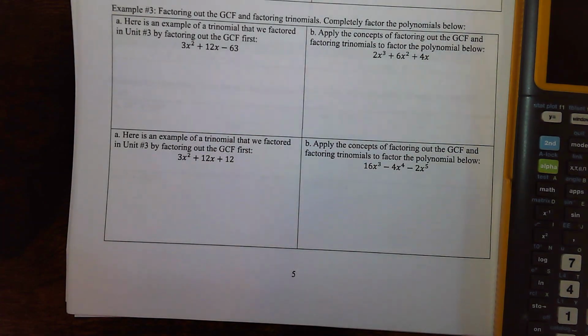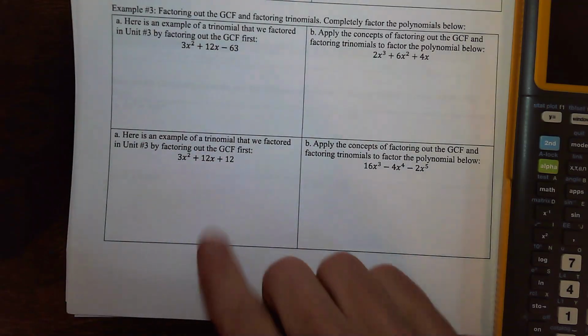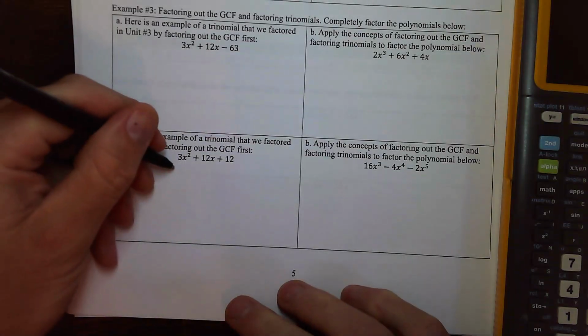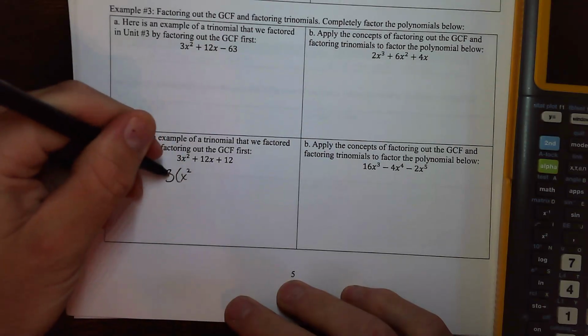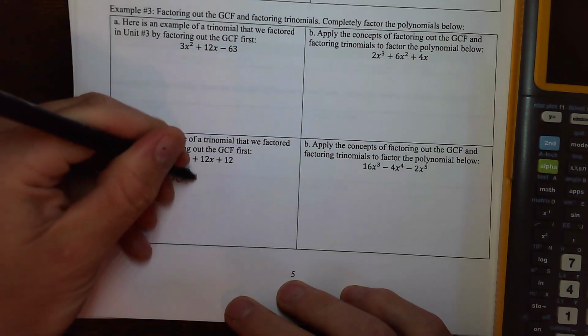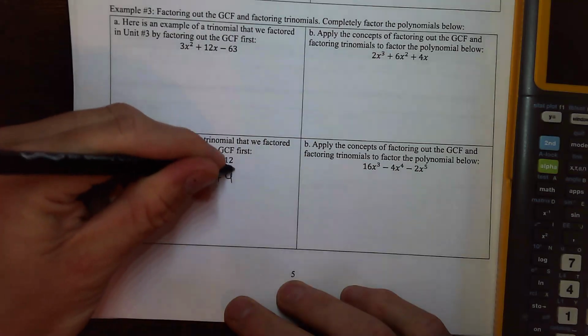All right, let me give you another example of something we did in Unit 3. The first thing we always do is ask, what do they have in common? Do they have any common factors? This one, they have 3 in common. So I'm going to factor out 3. I'll put 3 out to the left, and I'm going to divide each of these terms by 3.